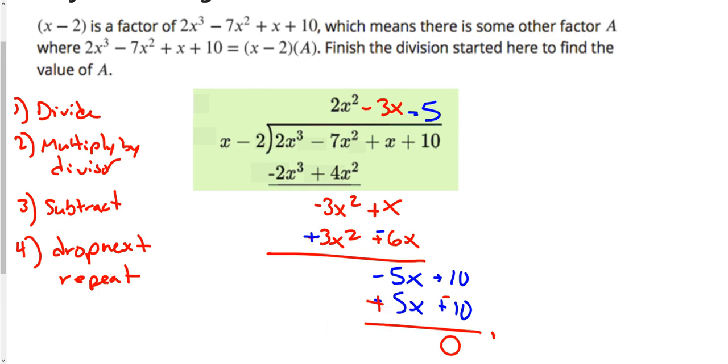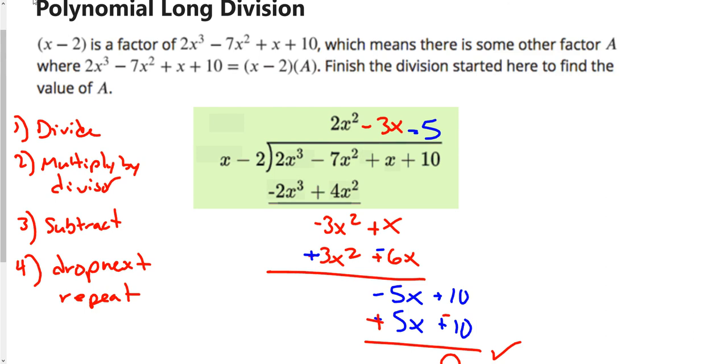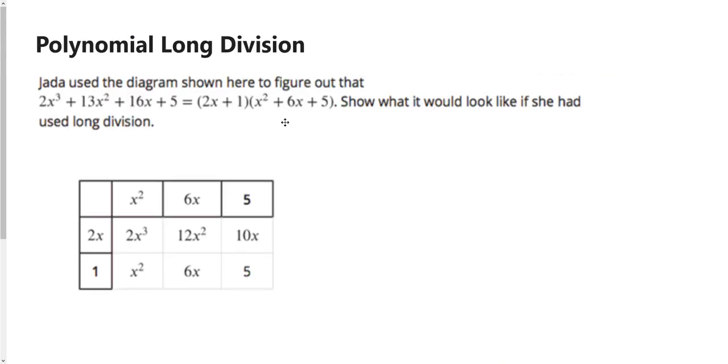And once again, lucky enough, no remainder. While we're learning it, I tend to do problems without a remainder at first, just to make sure that you see all the numbers working. Then we can start worrying about remainders. Okay.